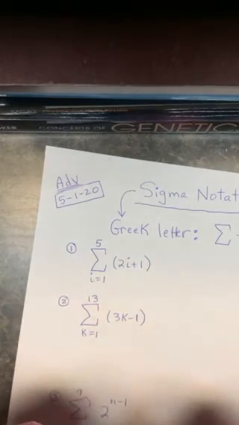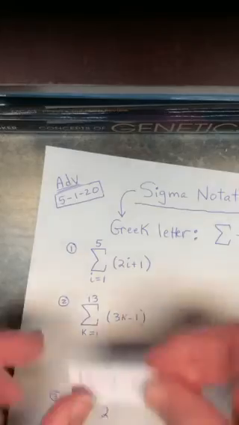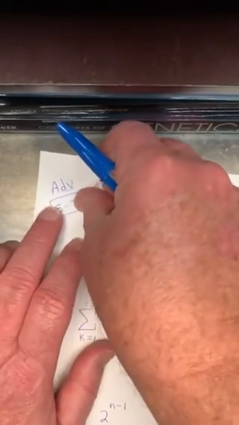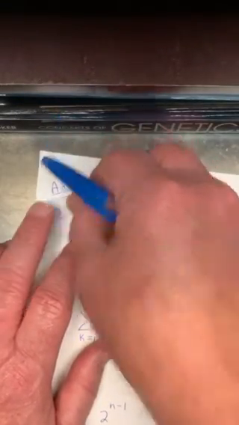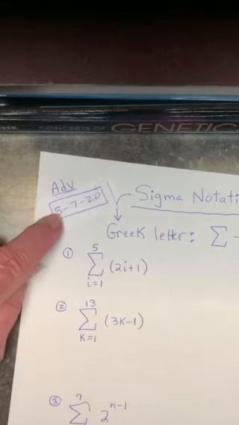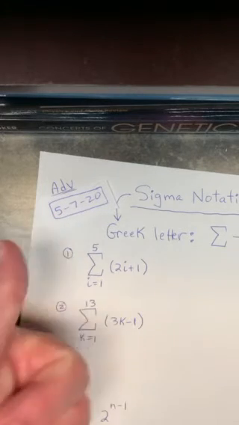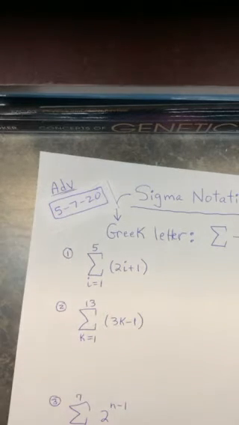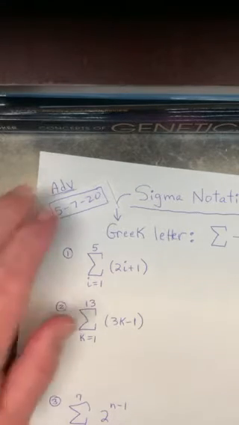If you are in Advanced Math mod 7, you're doing the same topic, same material, same questions. It's just that your date should be, I believe, Thursday, May the 7th, 2020. So top left corner of your paper, if you're in mod 7, it'd be 5/7/20 for the date, okay?